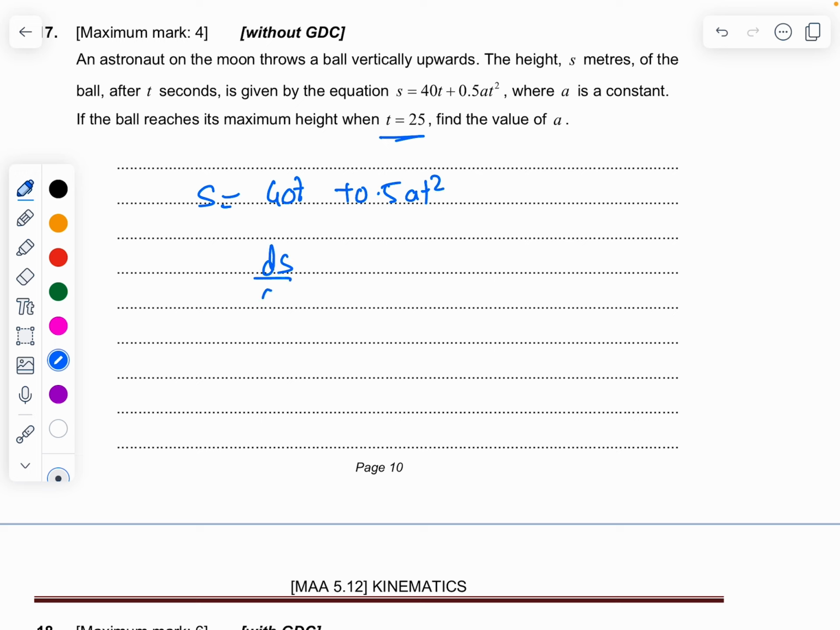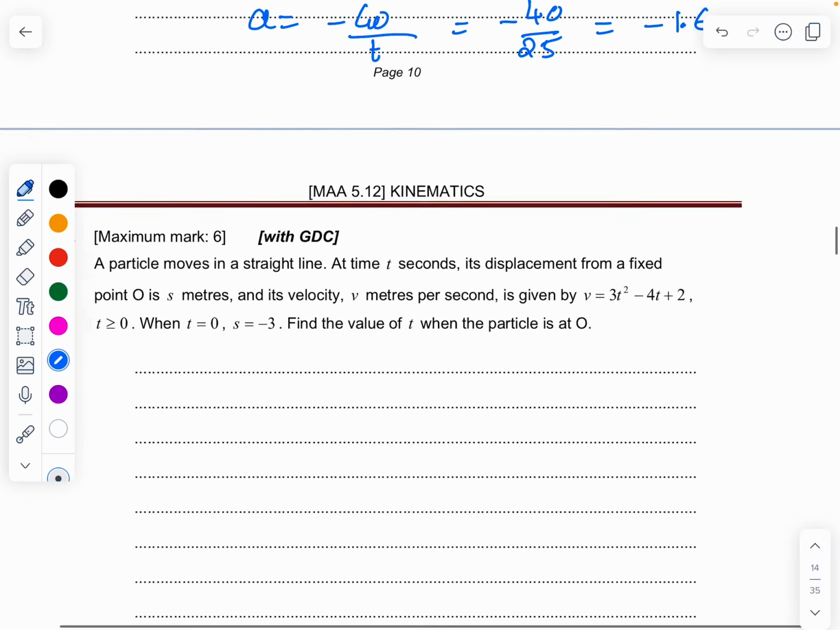So ds upon dt should be equal to 0. So at plus 40 equals 0. a equals negative 40 upon t. Negative 40 upon 25 is minus 1.6. Because units are not given, no need to write units.